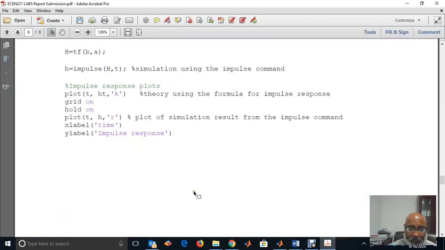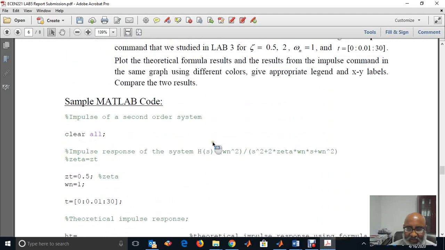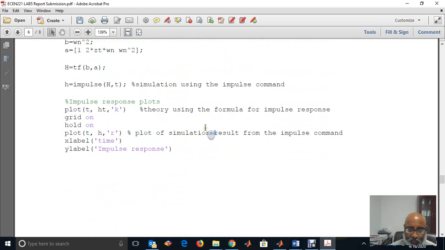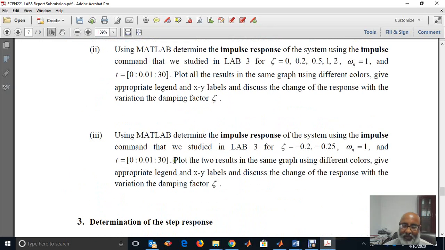Now you will do this, as I said, for zeta 0.5 and 2. You compare the theoretical formula and the impulse function. And for the rest, only use the impulse function. You will use MATLAB to determine the impulse response of the system using the impulse command from lab 3, the first order system. You do this for zeta 0, 0.2, 0.5, 1, 2, and omega n. You plot the results on the same graph using hold on.